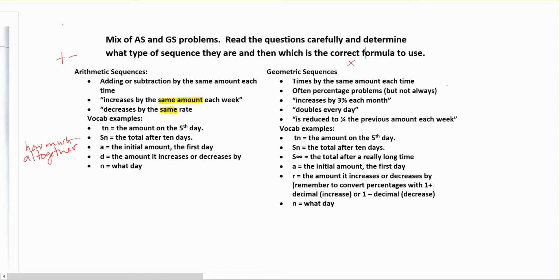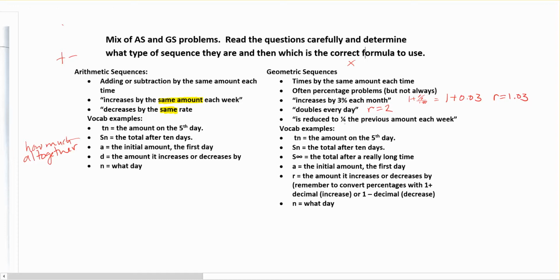Geometric sequences. Again, you're going to be timesing by the same amount each time. It's often going to be a percentage problem, but not always. You might have something that says increases by 3% each month. And remember, if you increase a percentage, it's going to be 1 plus the percentage over 100. So in this case, that's going to become 1 plus 0.03. So R would be equal to 1.03 in that case. Doubles every day. Well, if it's doubling, it's timesing by 2, so R would be 2 there.